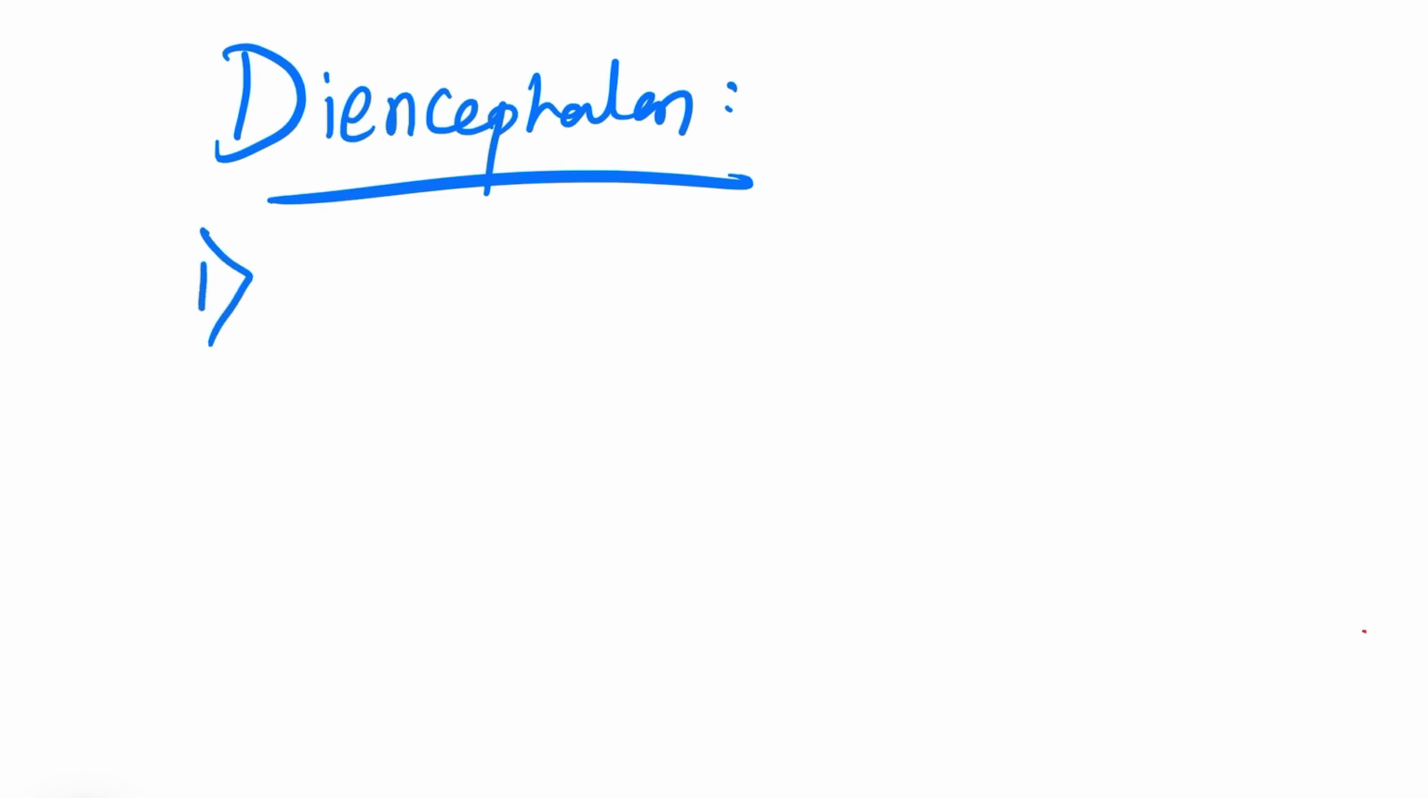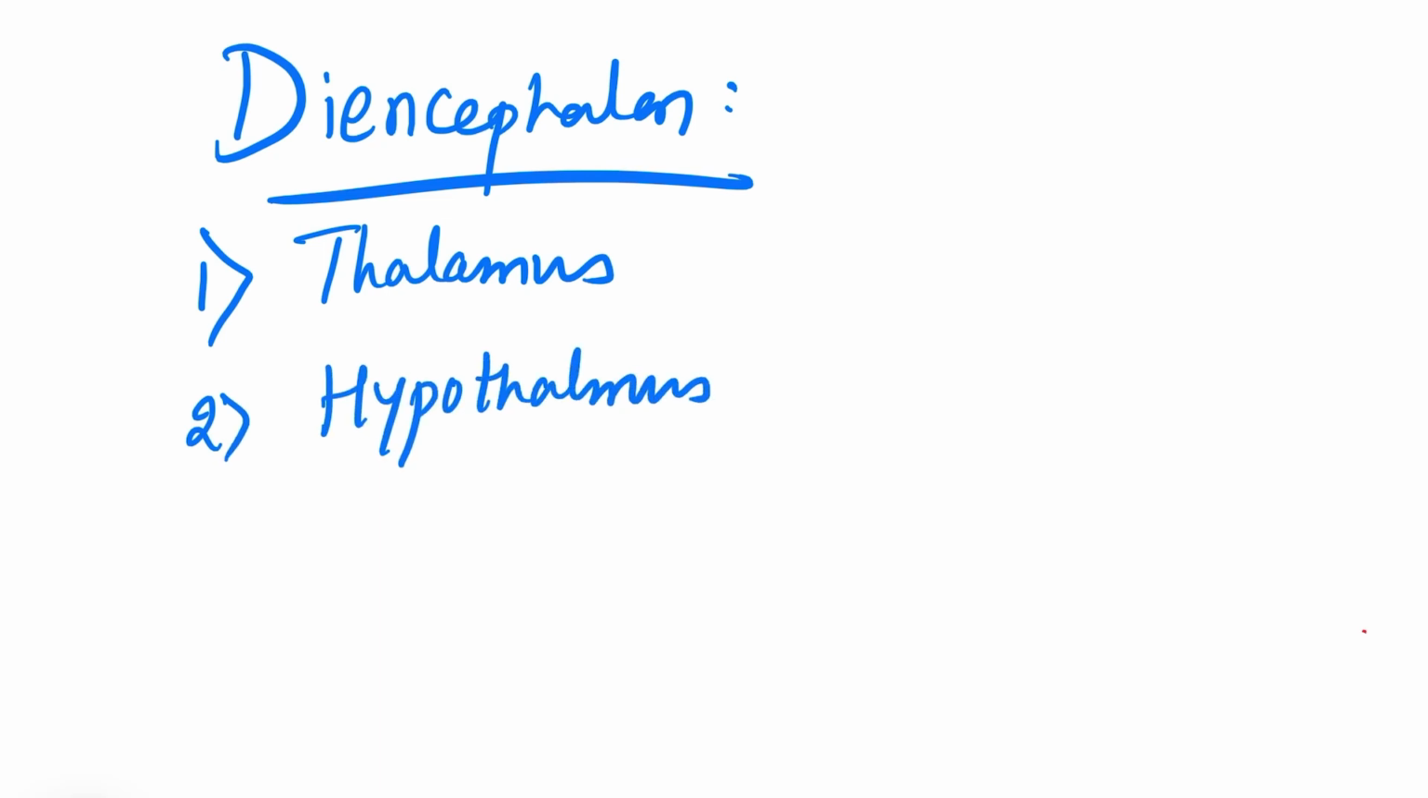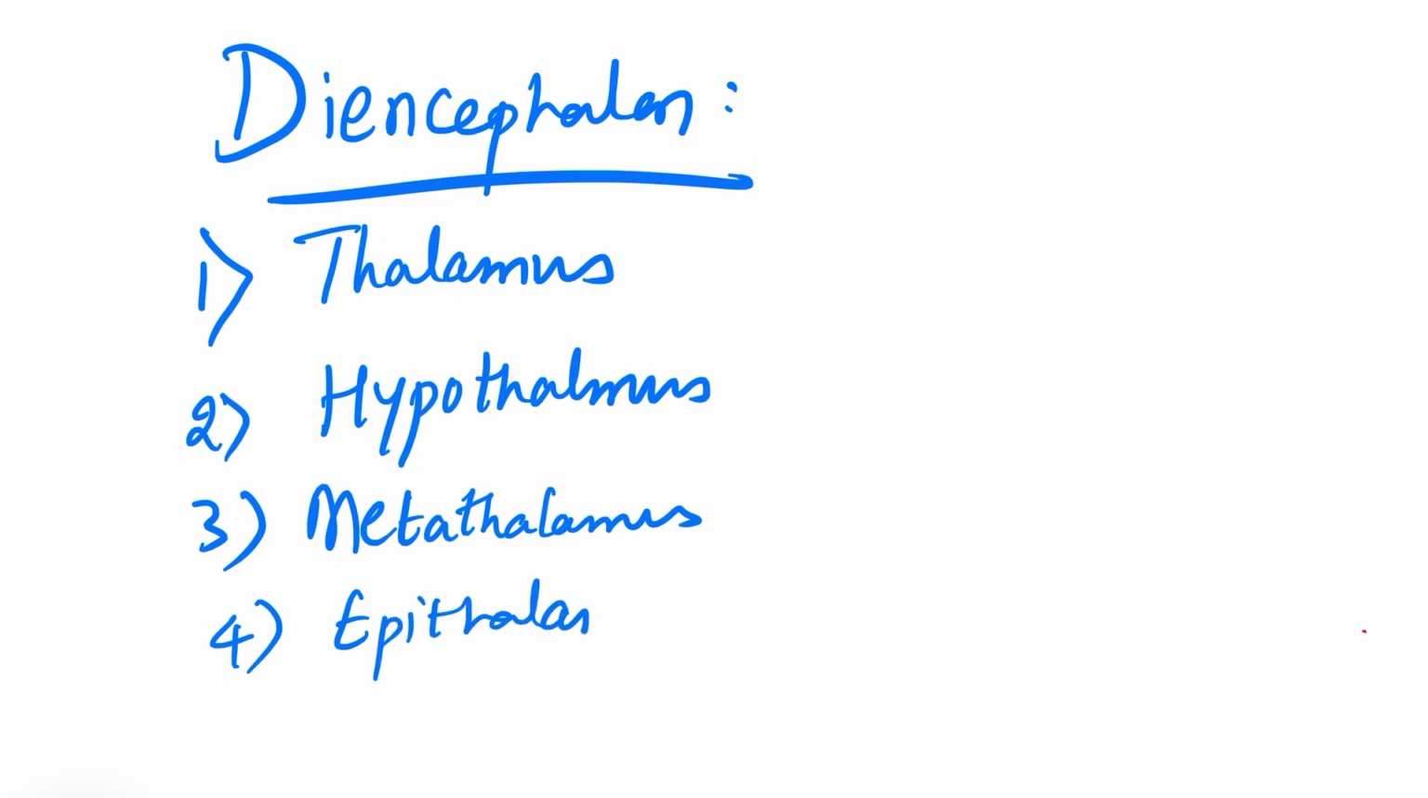The main components of the diencephalon are the thalamus, then the hypothalamus, then the metathalamus. The metathalamus consists of two rounded bodies, the medial and lateral geniculate bodies. Then we have the epithalamus, which includes the pineal gland and the habenular nuclei, and finally the subthalamus, which includes the subthalamic nuclei, which are part of the basal ganglia. To make this point clearer, let us have a diagrammatic view.